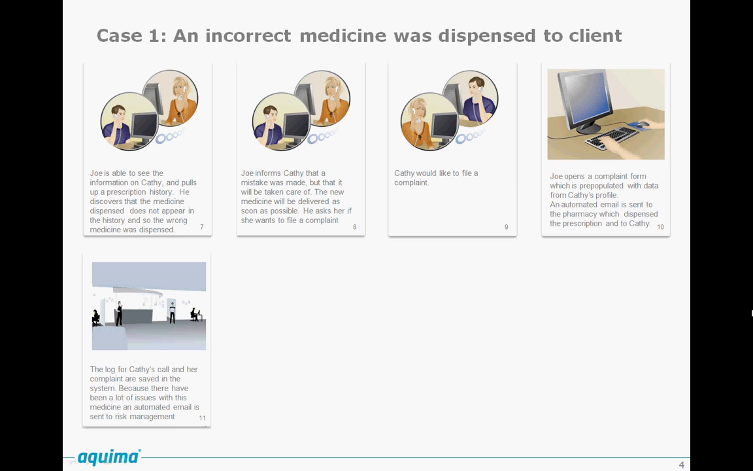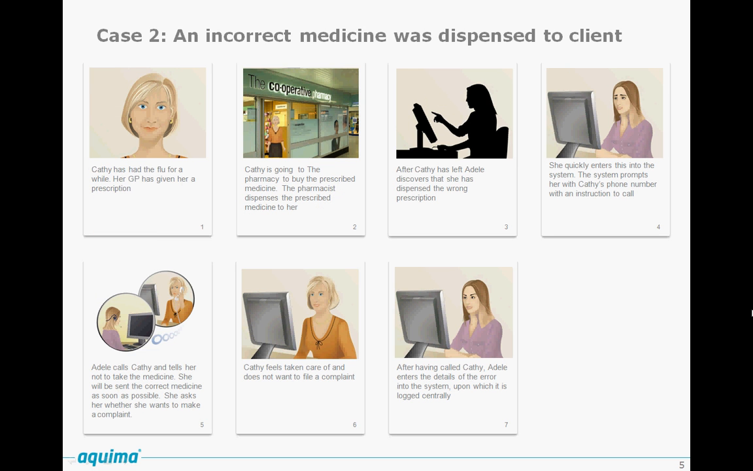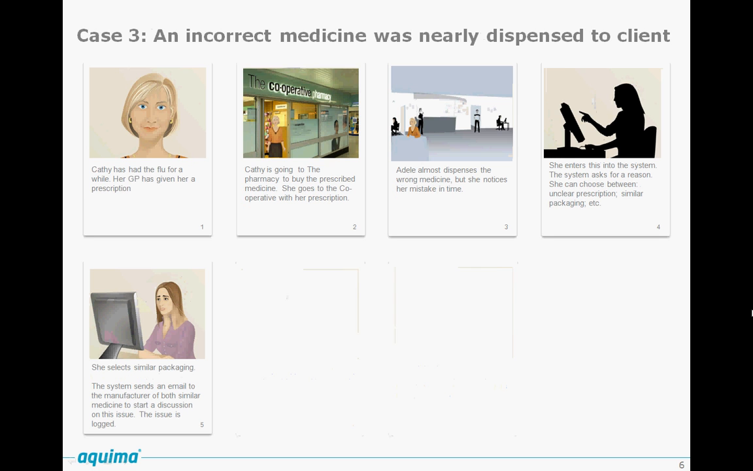And in this situation, we find that this particular medicine has had several issues like this, so an email is also sent to risk management to investigate. So that's case number 1. We can have similar cases where we can have an incorrect medicine that was nearly dispensed to the client as well. So we can now go into Akima, and I'll show you how this was built.